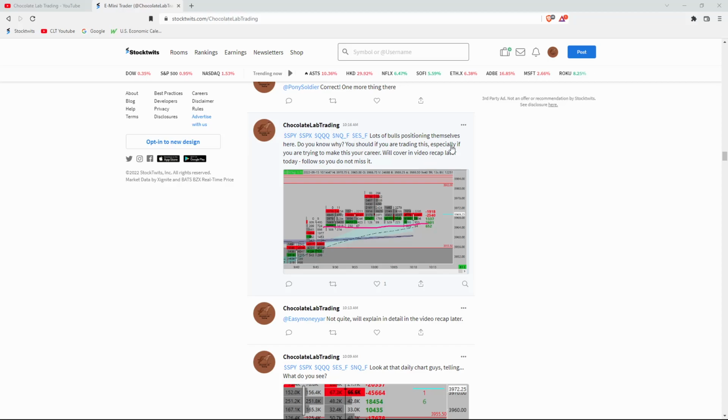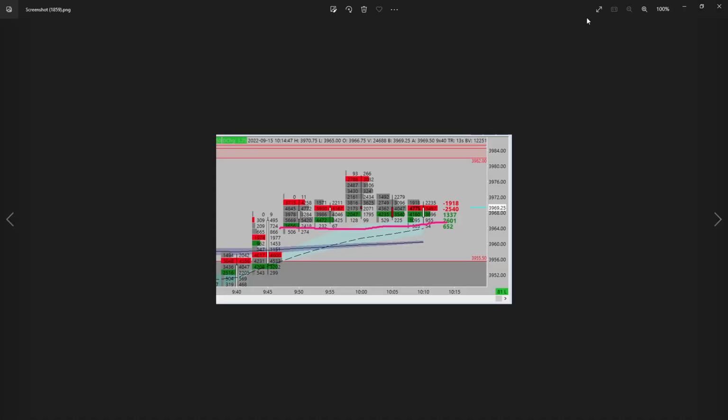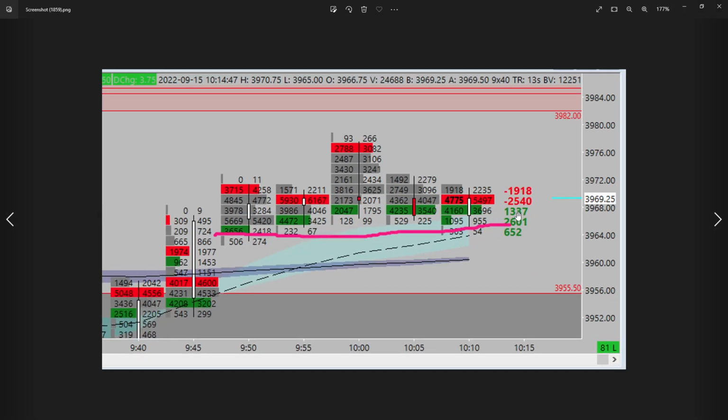All right, lots of bulls positioning themselves here. Do you know why? You should if you were trading this, especially if you're going to make this your career. So yeah, let me pull up the picture. All right, so why are bulls adding, and holding here? Well, if they don't, we are going to come down to 39.55, which, of course, as I've said, is the upper zone of the balance area from last week.